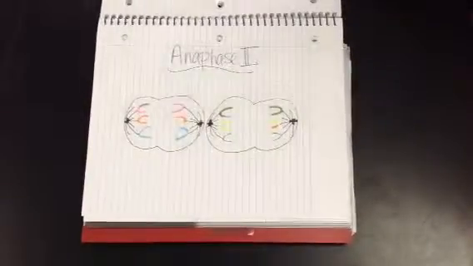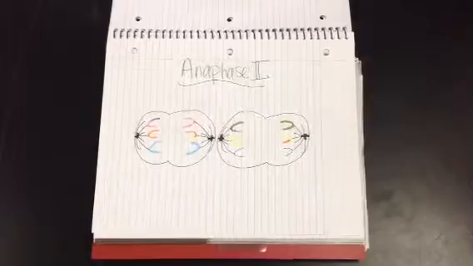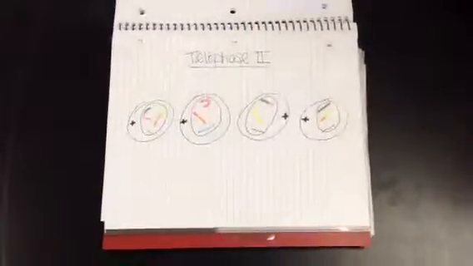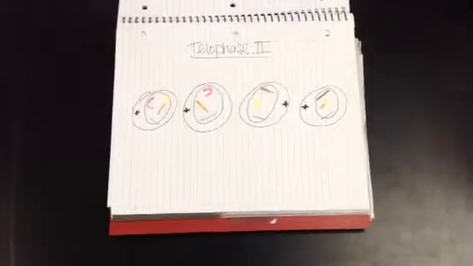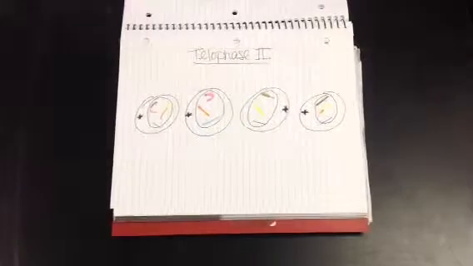And then in anaphase 2, the sister chromatids are pulled apart, and then the cleavage furrow starts to form. And finally, in telophase 2, you have four genetically different gametes.